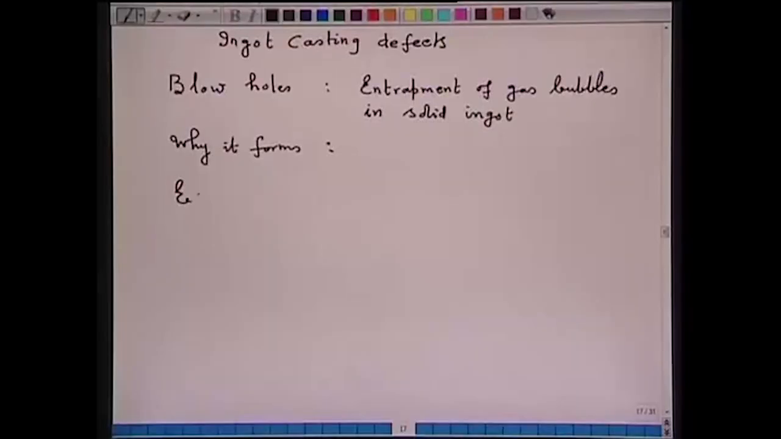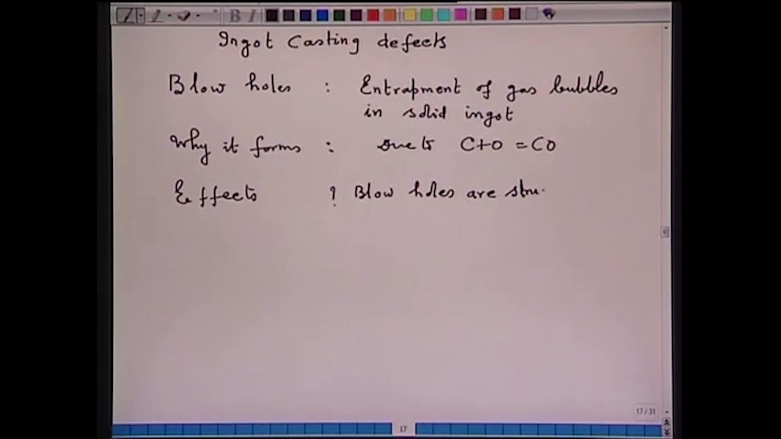Now, what are the effects of these blowholes? What are the effects that it can produce? So, in why it forms, I can write down: due to C plus O is equal to CO reaction during solidification. Now, what are the effects? In fact, blowholes are structural defects.